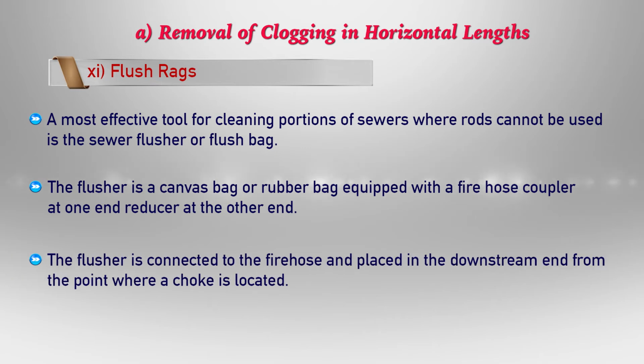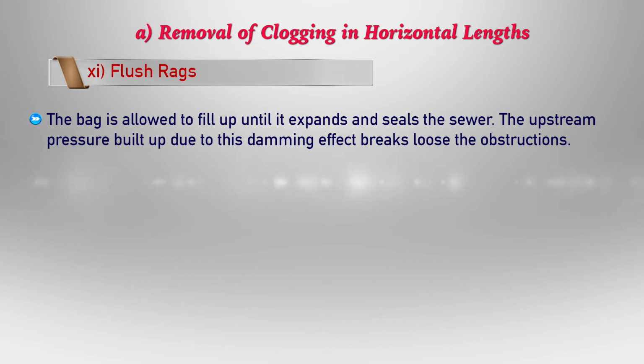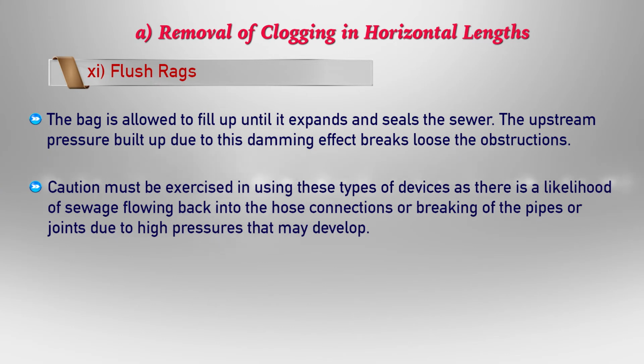The flusher is connected to the fire hose and placed in the downstream end from the point where a choke is located. The bag is allowed to fill up until it expands and seals the sewer. Upstream pressure built up due to this damming effect breaks loose the obstructions. Caution must be exercised in using these types of devices, as there is a likelihood of sewage flowing back into the house connections or breaking the pipes or joints due to high pressure that may develop there.